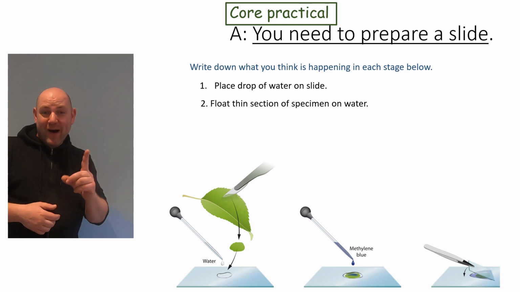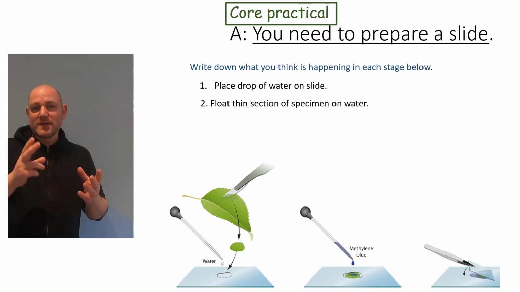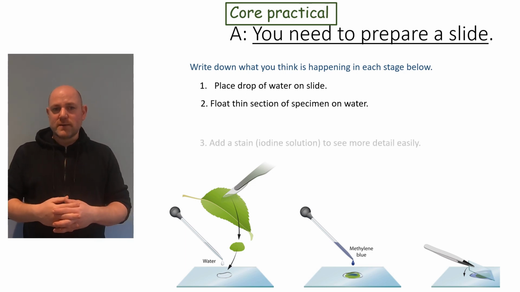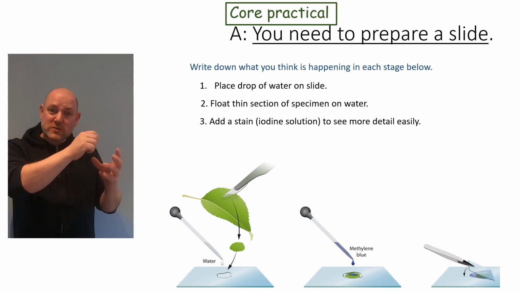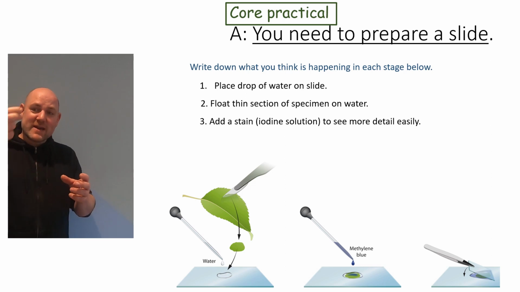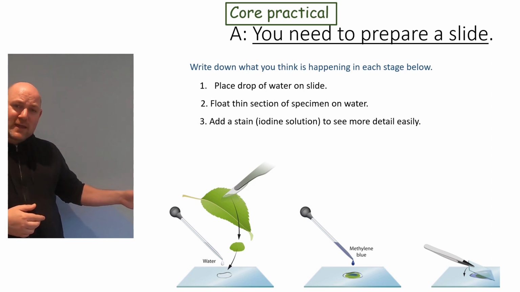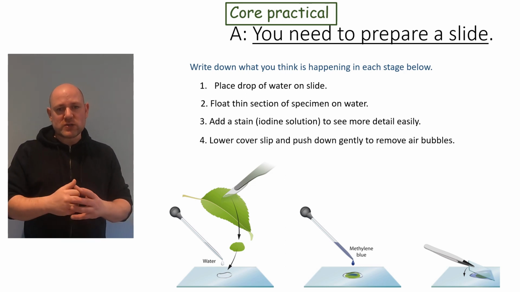Okay, step 1, put a drop of water on the slide. Step 2, take the specimen and float it on the water. Step 3, you're going to get a scalpel or some tweezers, remove the specimen, float it on the water. Then you're going to take some iodine and you're going to stain it. Now I know in the picture it says methylene blue. This is just one of many stains for showing you organelles or structures.